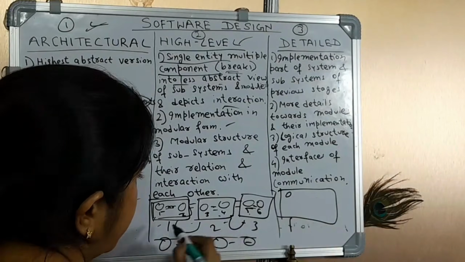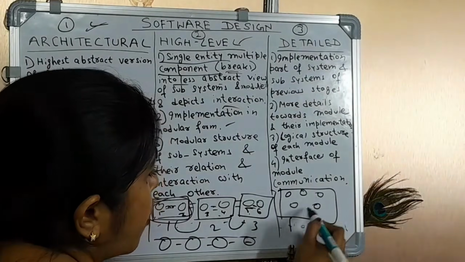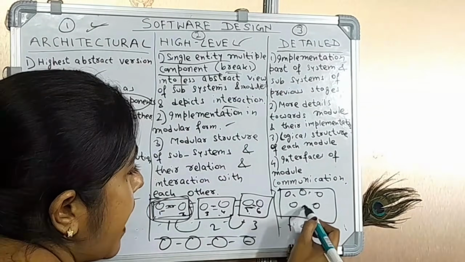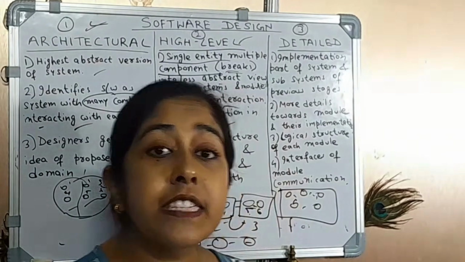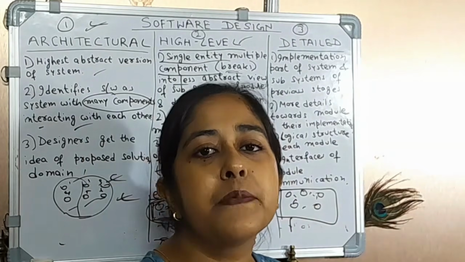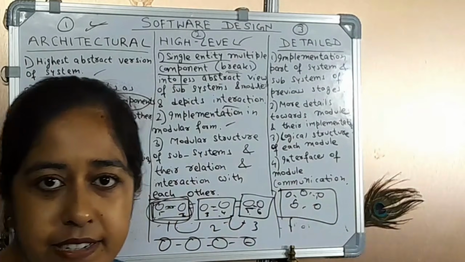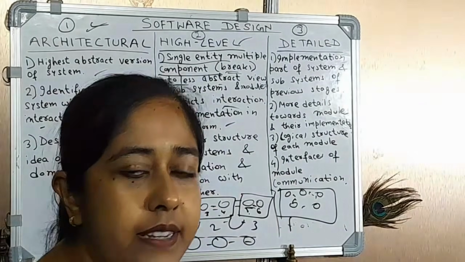This is my subsystem number 1. Suppose this particular subsystem has so many modules. These modules have interaction with each other. This interaction or communication with each other, that whole process is done in this high level design.